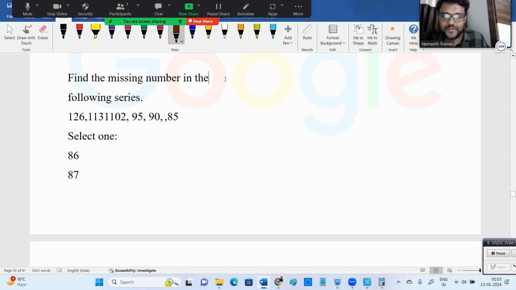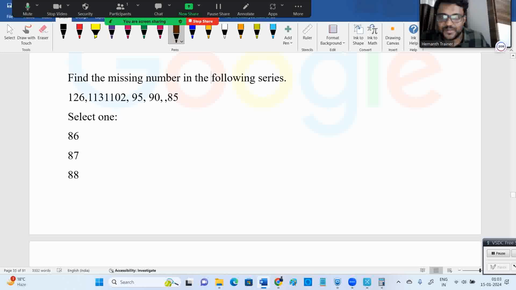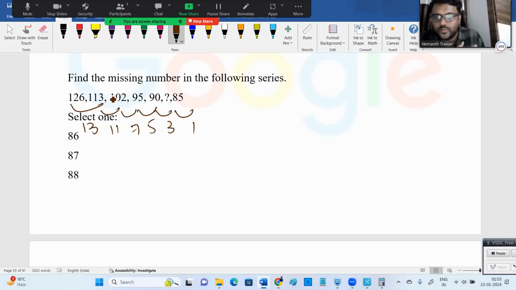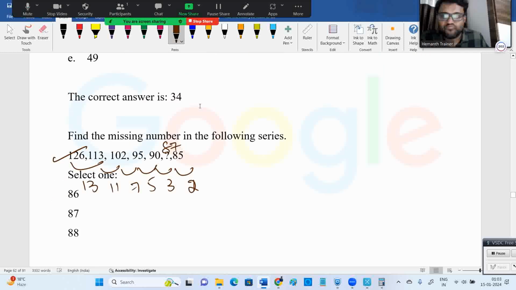Find the missing number in the following series. I think there is something missing in the question. Some question mark is missing here. Might be here, there should be some comma. Right, so here 13 gap, 11 gap, 7 gap, 5 gap, 3 gap, 1 gap. No, 13, 11 are prime numbers, gap of 2 required. 87 is your answer. Correct. Differences are prime numbers.